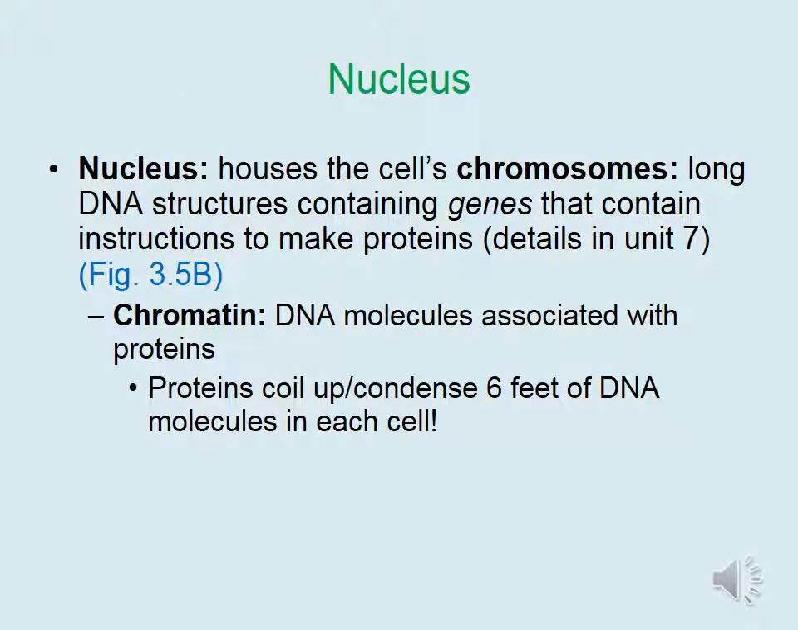The nucleus houses the cell's chromosomes, which are long DNA structures containing genes that contain the instructions to make proteins. While we discuss the details of chromosomes and genes in Unit 7, for now you should realize that all of the DNA in your cells is associated with proteins. This DNA protein complex is referred to as chromatin. The proteins are there to coil up and condense the DNA so that it fits inside your cells.